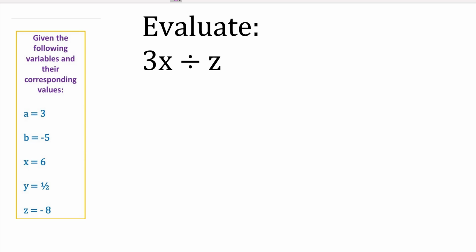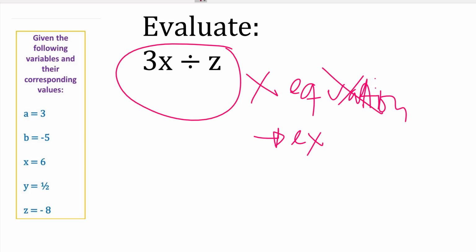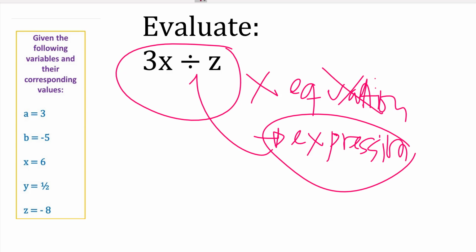So what we'll do is substitute x and z into the expression. Now remember, this is not an equation. This is an expression. This is an algebraic expression, and this expression can have a particular value. The entire expression can have a particular value, depending on the values of x or z.